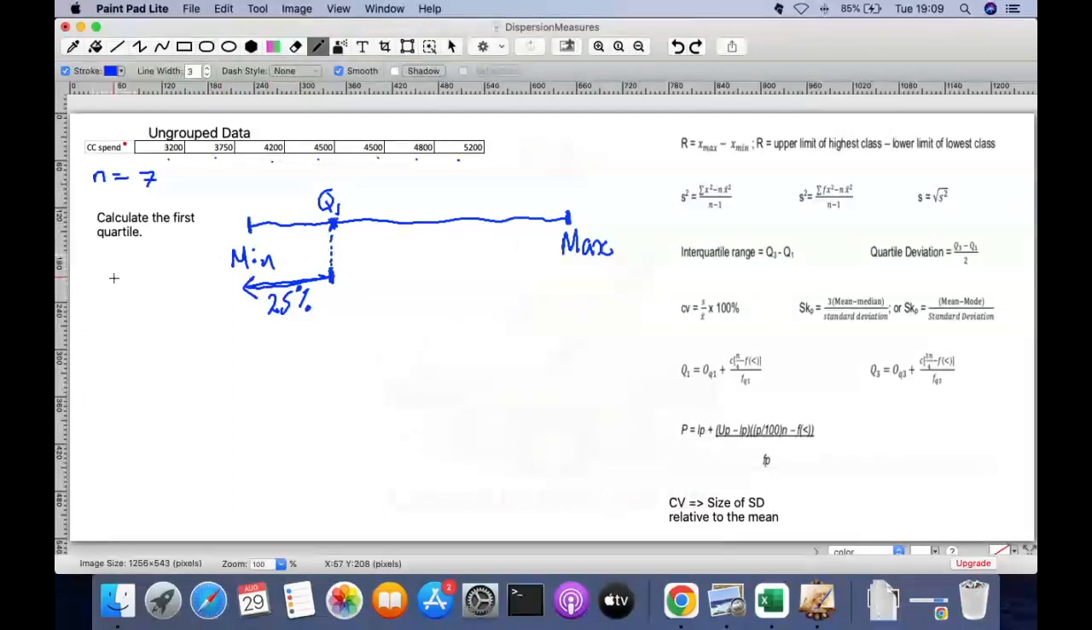The first step to work with your first quartile is to find its position. In your formula sheet, you would be given this formula for ungrouped data. Position of Q1 is equal to (n + 1) over 4. Now, this is just to give you the position. It is not the formula to give you the value of Q1. You probably have something like POS written here, but know that that is for the position. So the first step is to work out the position.